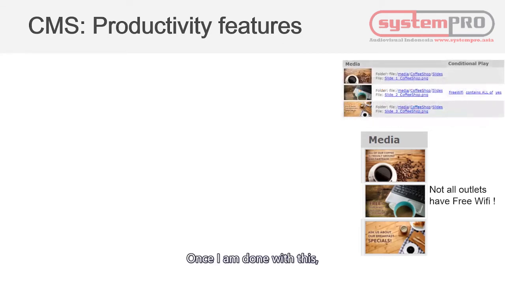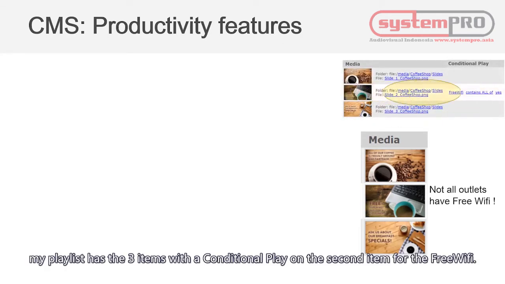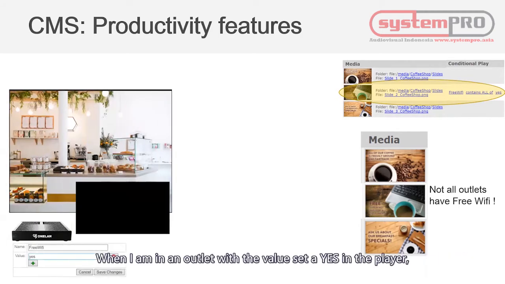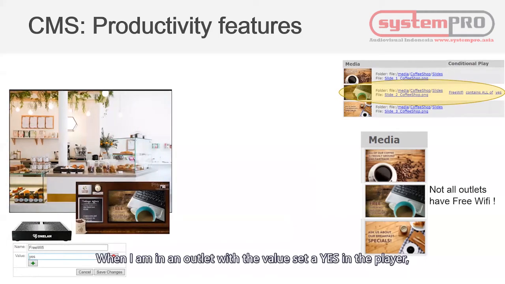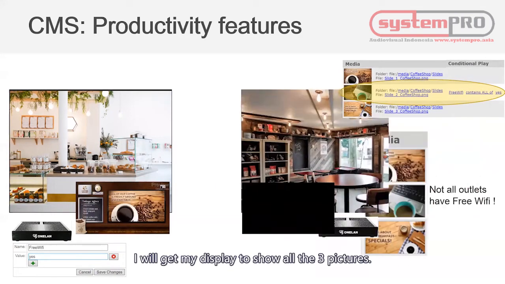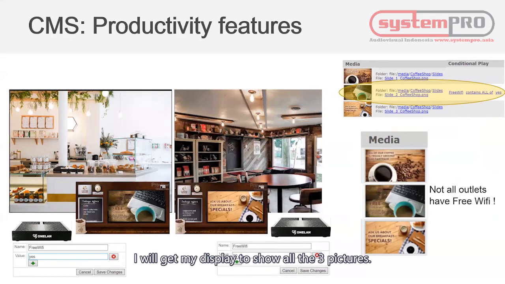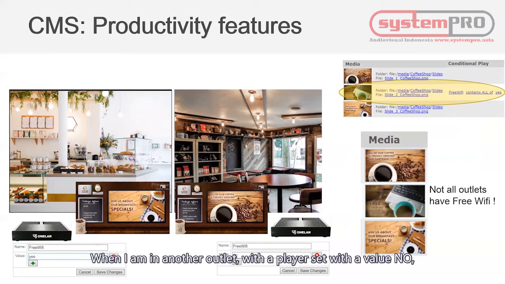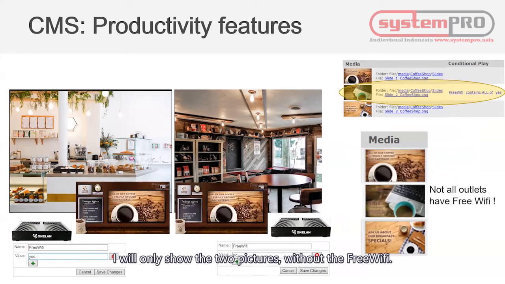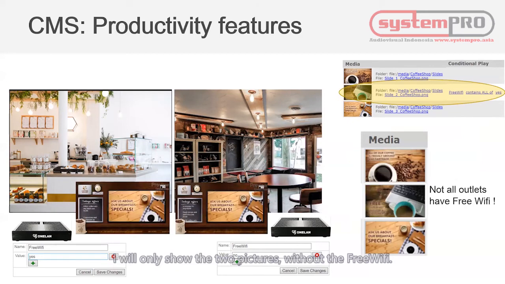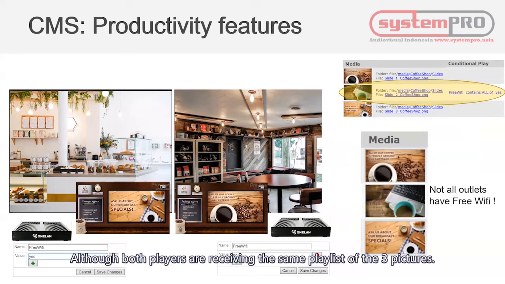Once I am done with this, my playlist has the free item with a conditional play on the second item for the free Wi-Fi. When I am in an outlet with the value set as yes in the player, I will get my display to show all the free pictures. When I am in another outlet with a player set with a value no, I will only show the 2 pictures without the free Wi-Fi. Also, both players are receiving the same playlist of the free pictures.